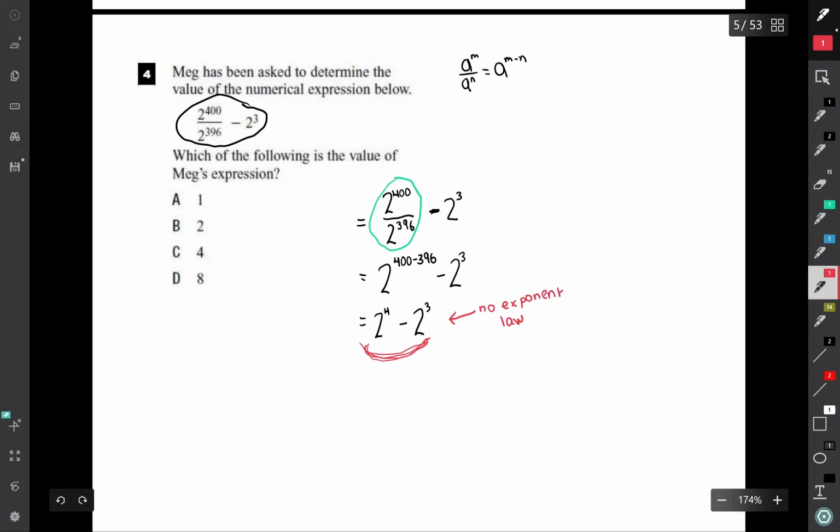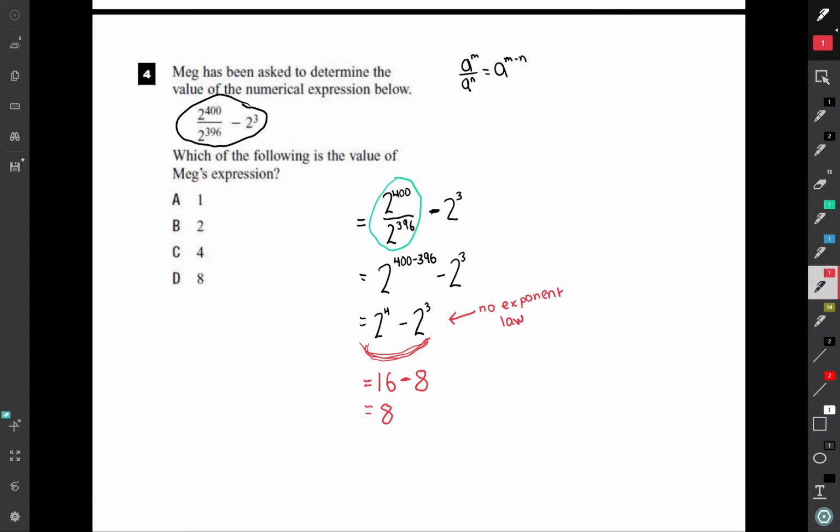So what we have to do is just solve. So what is 2 exponent 4? Well, 2 times 2 times 2 times 2 is 16, right? And then what is 2 exponent 3? Well, that is 8. Okay, so we end up with 16 minus 8 is 8. And that's our final answer.